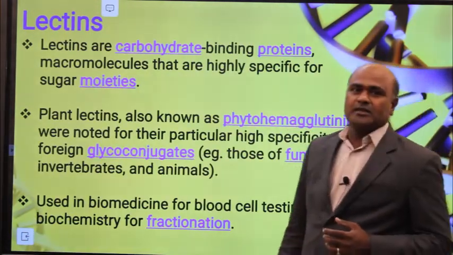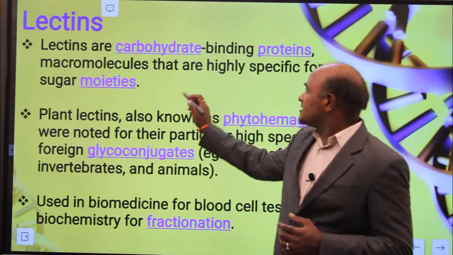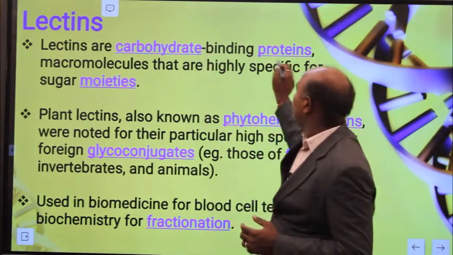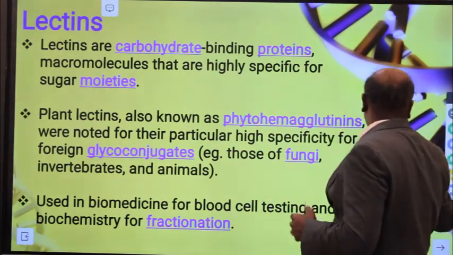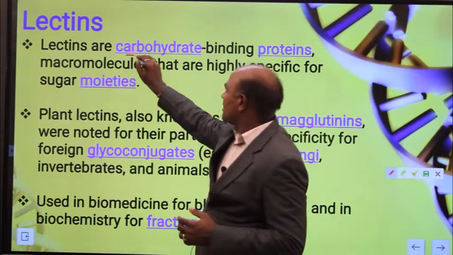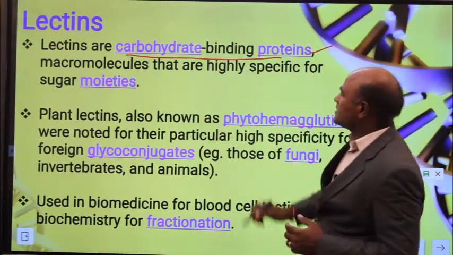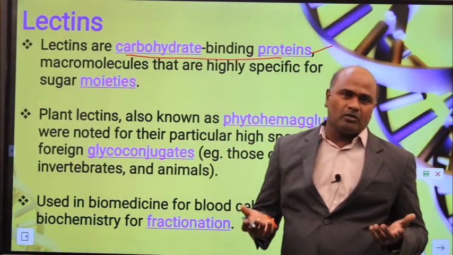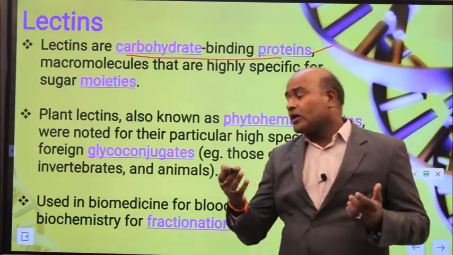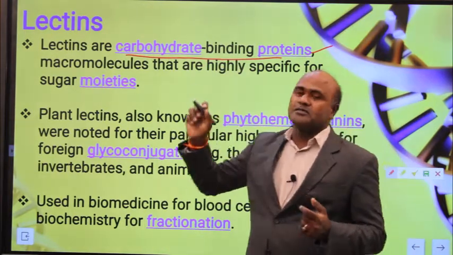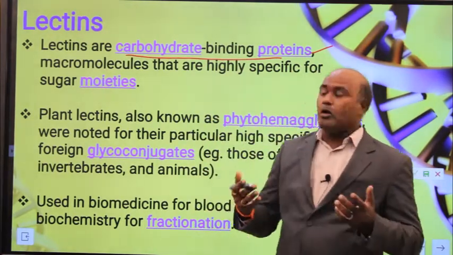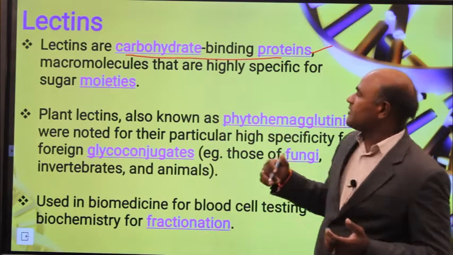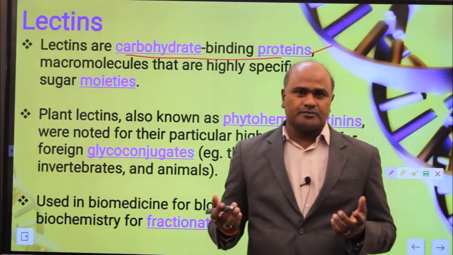And lectins. Coming to lectins. Lectins are carbohydrate binding proteins. They are macromolecules, micro and then macro, bigger ones. Lectins are carbohydrate binding proteins, macromolecules that are highly specific for sugar molecules.